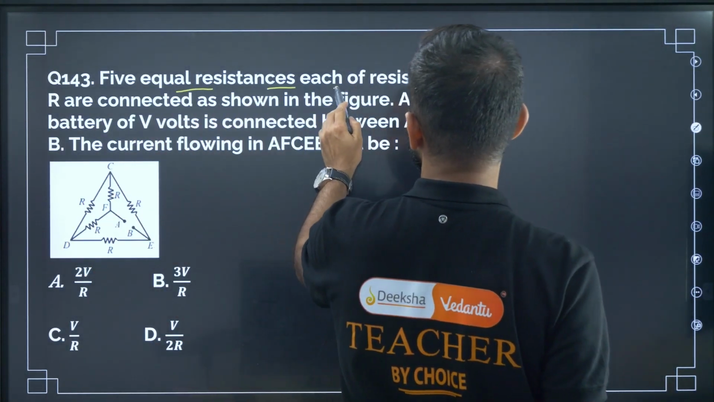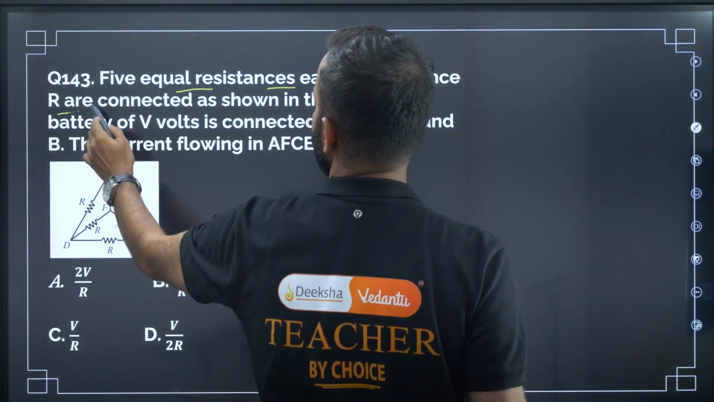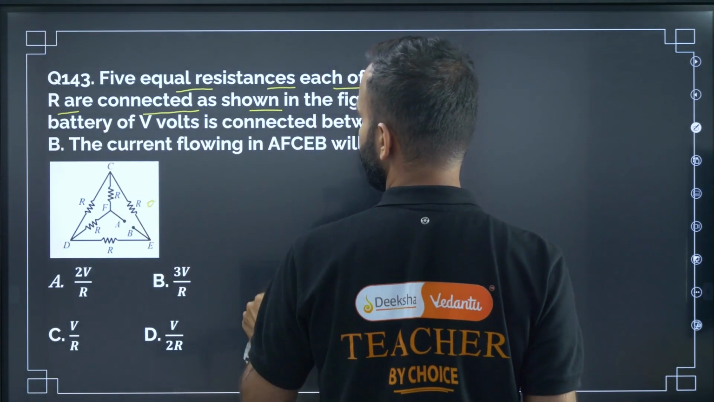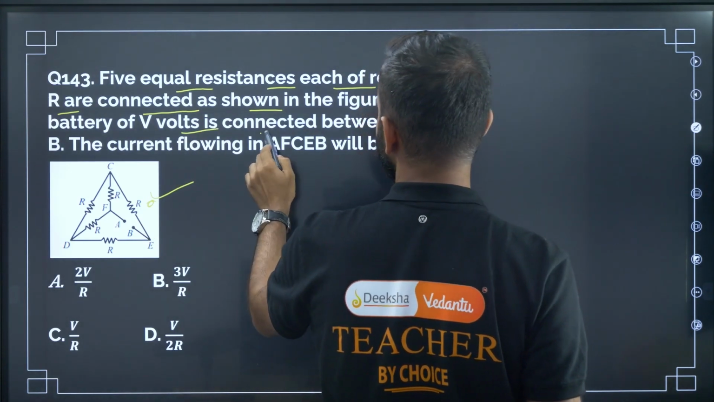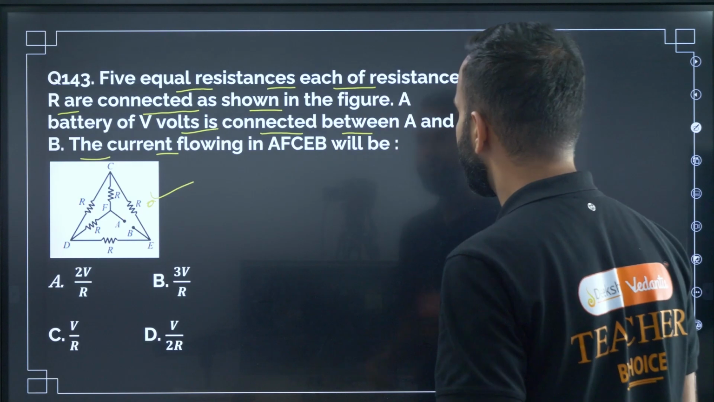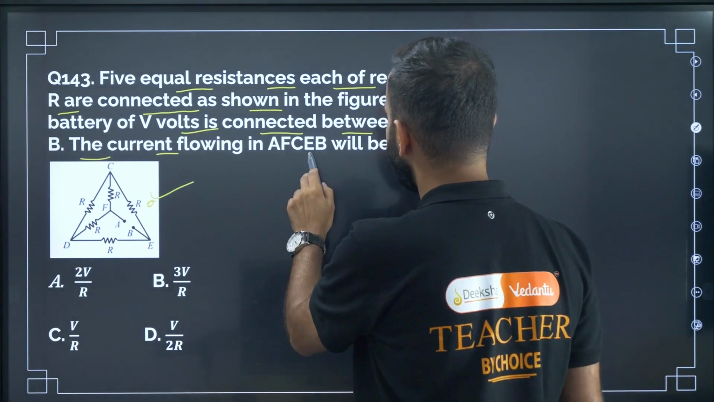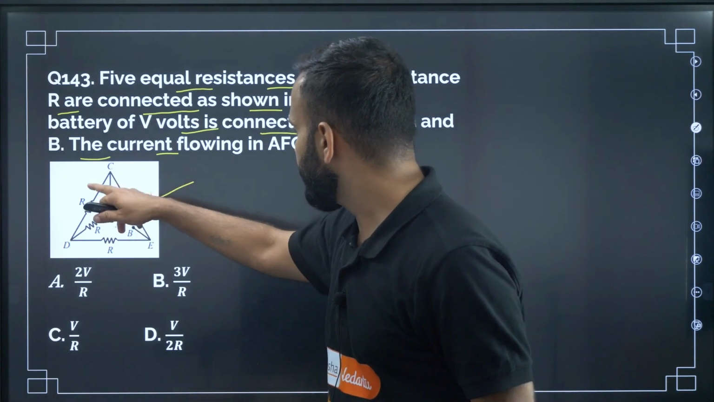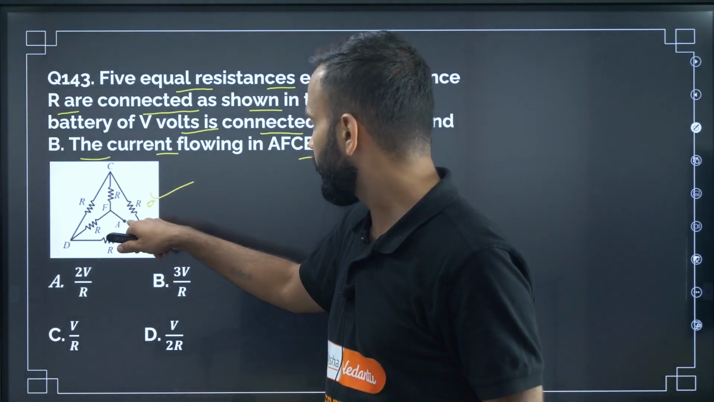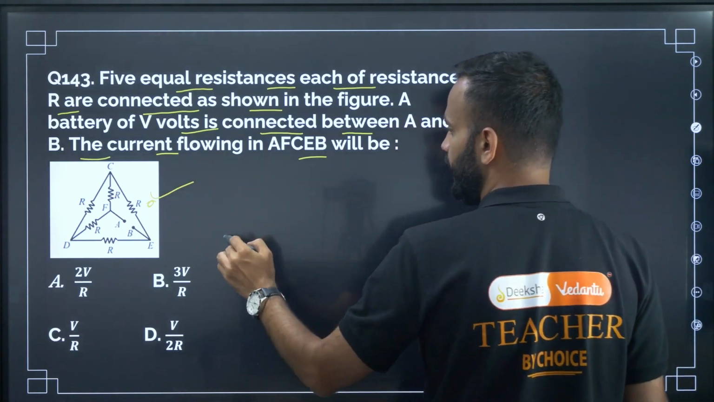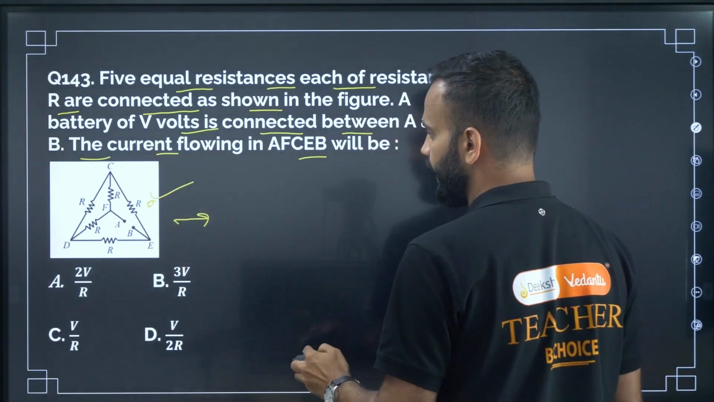Next question, question number 143. Five equal resistances, each of resistance R, are connected as shown in the figure. A battery of V volts is connected between A and B. The current flowing in AFCEB will be? The given circuit is a Wheatstone bridge, so I can redraw this circuit diagram.